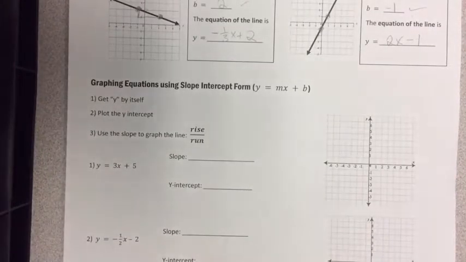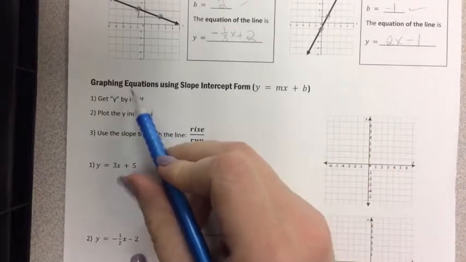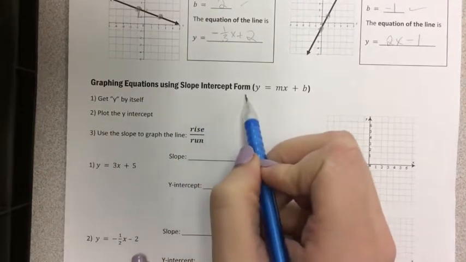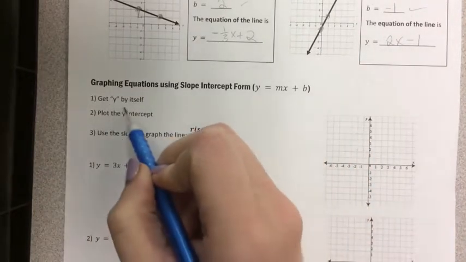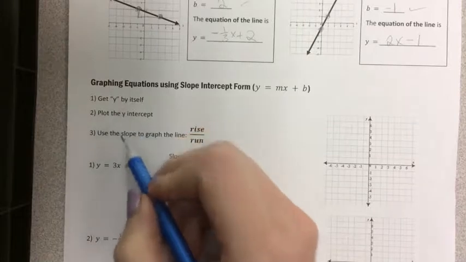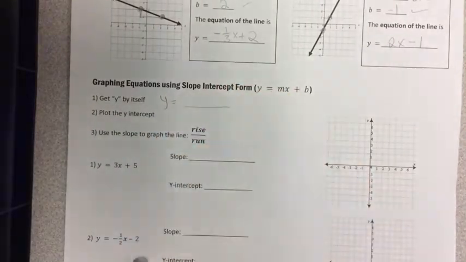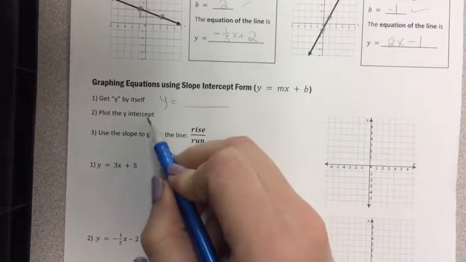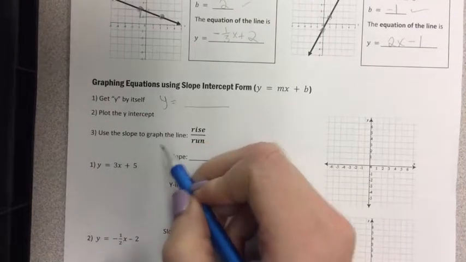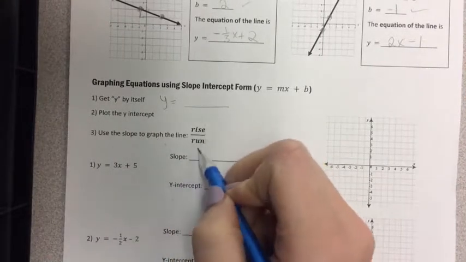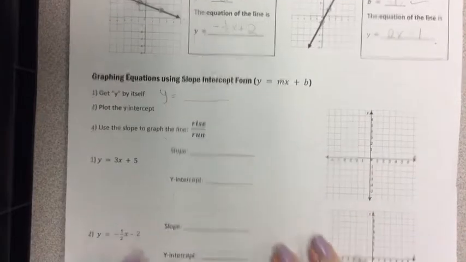So now we're going to go the opposite way. So it says graphing equations using slope-intercept form. So the first step is to get y by itself. Make sure that it's y equals and then everything else. Then it says plot the y-intercept. Then it says use the slope to graph the line, rise over run. So we have a couple of examples.